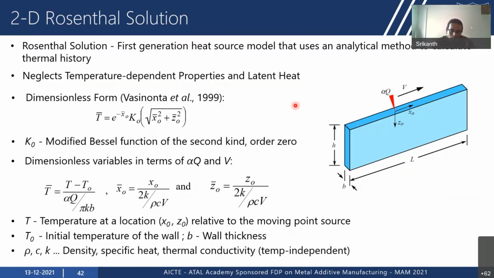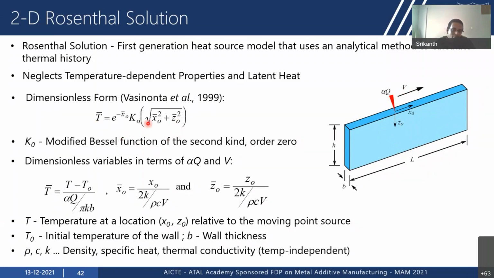Okay. It also assumes that geometries are infinite or semi-infinite. That is, that the molten pool does not see the effects of the free edges. Okay. It also assumes that the heat source is a point heat source and the rate of heat input is constant. Okay. So this is a semi-infinite geometry, a thin wall geometry, and the Rosenthal solution for this geometry is given by this equation in non-dimensional form.